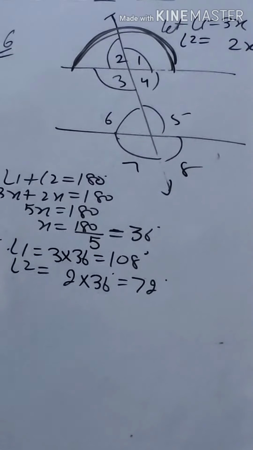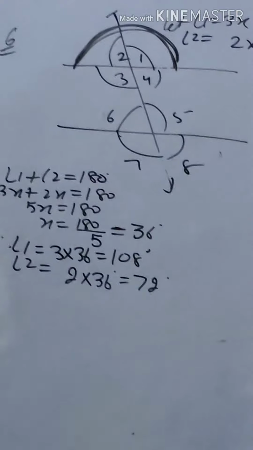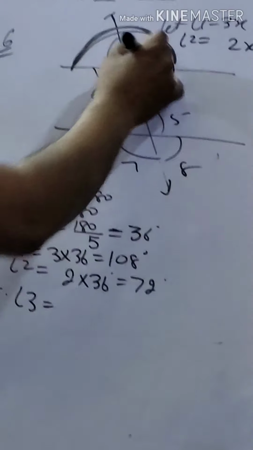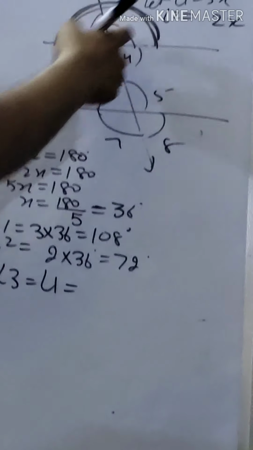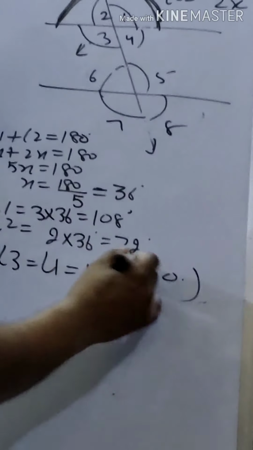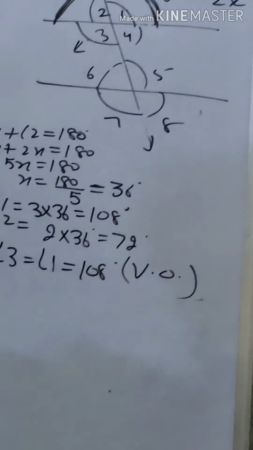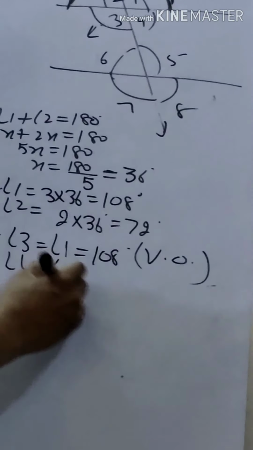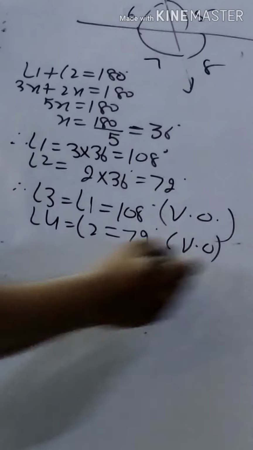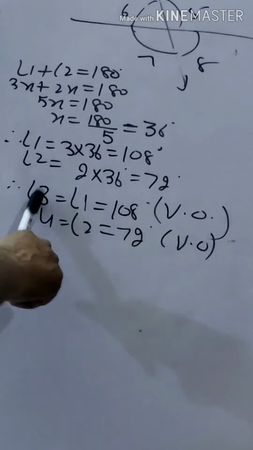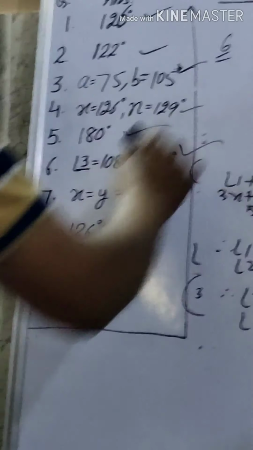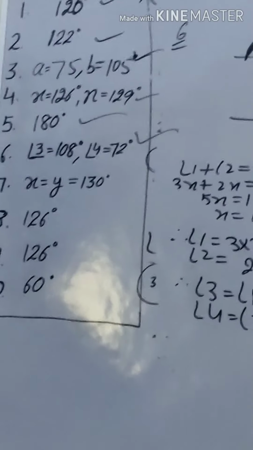Now what was he asking? He was asking to find the value of angle 3 and 4. Therefore, angle 3 is equal to angle 1, and angle 1 is equal to 108 degrees. These are vertically opposite angles. And same here, angle 4 is equal to angle 2, both are equal to 72. This is also a vertically opposite angle. So angle 3 is 108, angle 4 is 72. This is correct. Clear this? So it was the sixth question.